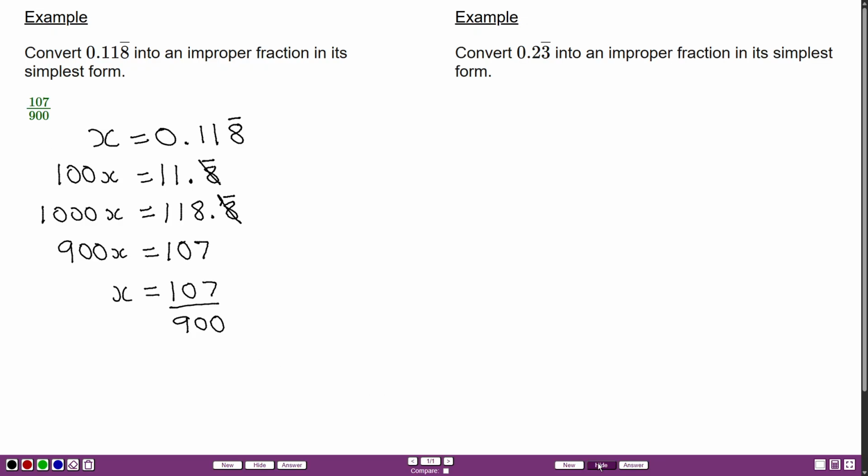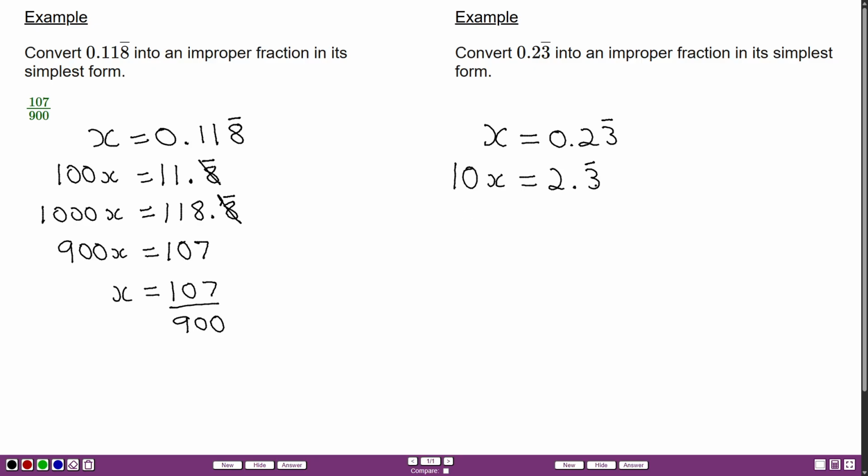Okay, here's one for you to try on the right hand side. Pause the video and then see if you get the same as me. Okay, so let's start it off again then. So we've got x equals 0.23 recurring. And job one is to get the recurring part immediately after the decimal point. Now this time it's in the hundreds column, so I only need to times it by 10. So this time 10x is fine, and that's going to give me 2.3 recurring.